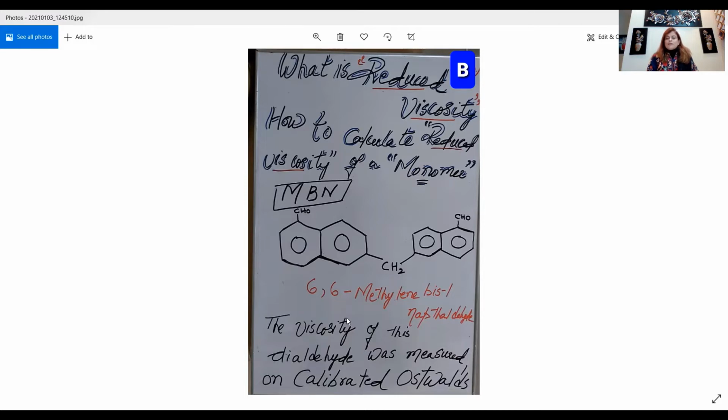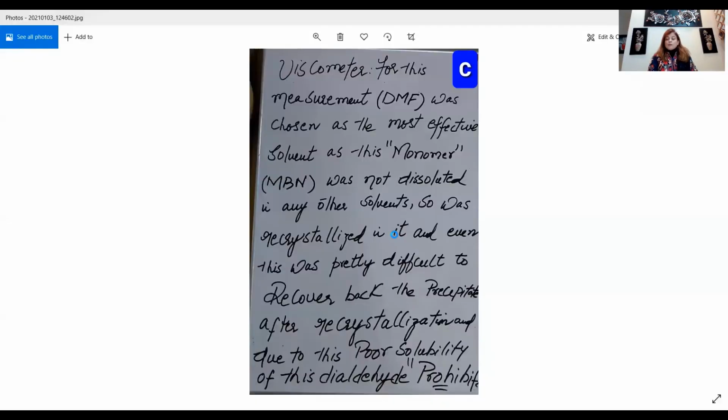So the viscosity of this dialdehyde was measured by a calibrated viscometer. Yes, of course, a calibrated viscometer was used, as I have mentioned before, and I have explained how we calibrate the viscometer, the Ostwald viscometer. So the Ostwald viscometer was used for this measurement.